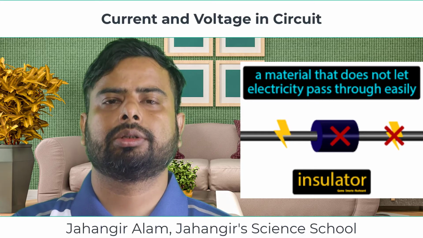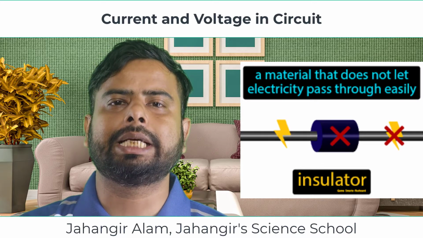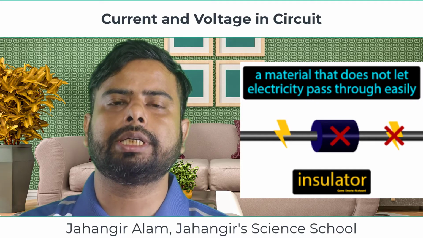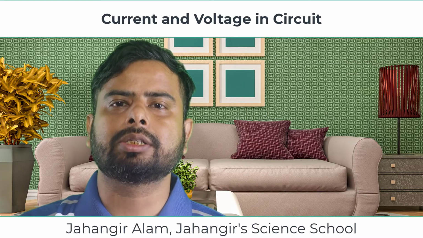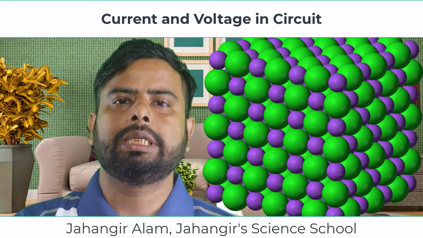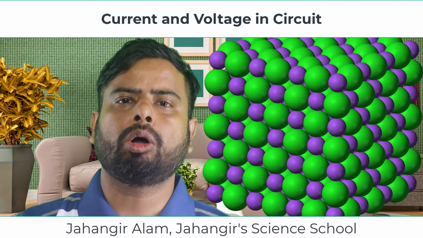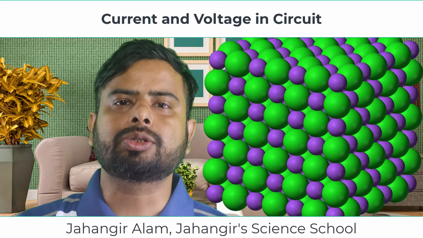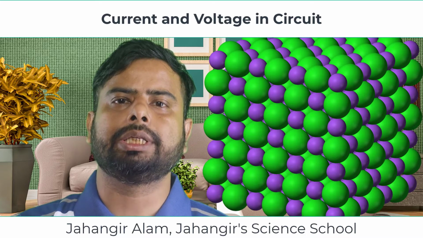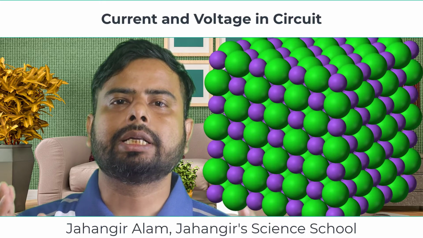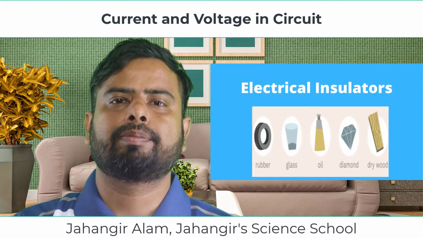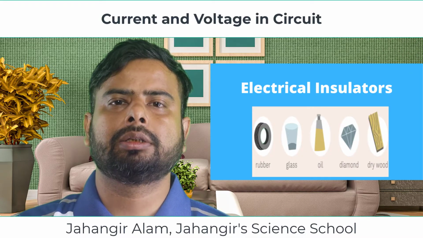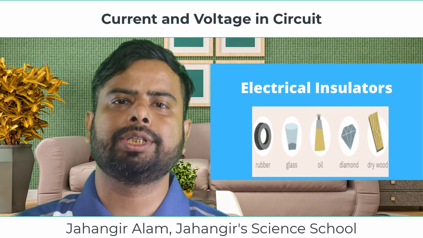Then insulator. The material through which electric current cannot flow easily is called an insulator. Insulators have high resistance. Inside the insulator, all ions are attached tightly with each other. That's why there is no free electron. Plastic, rubber, and dry wood are kinds of insulators.